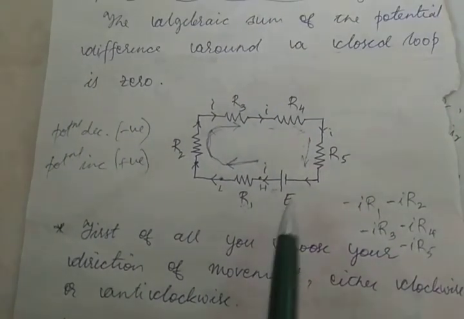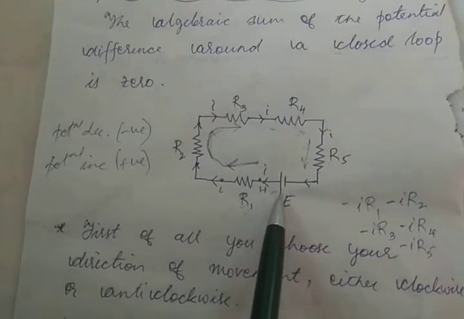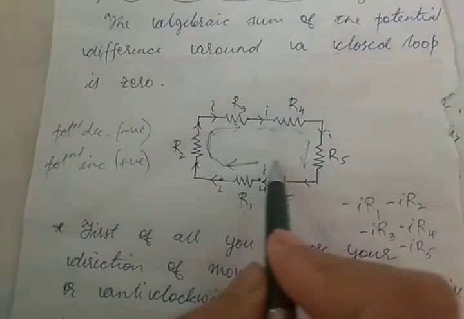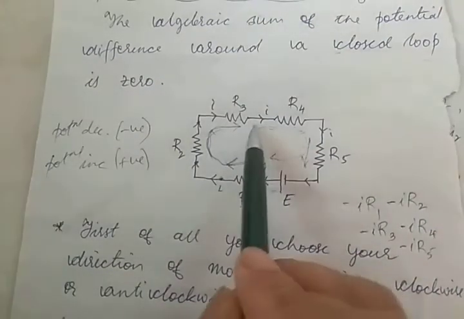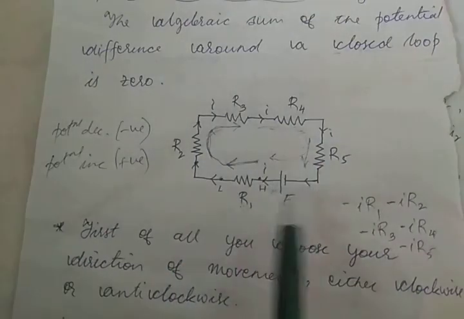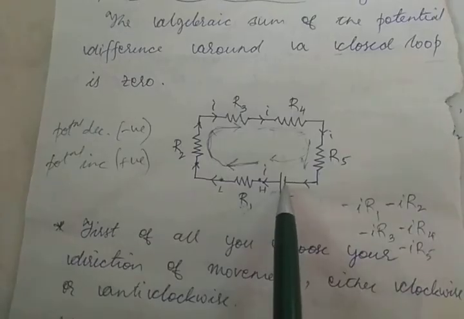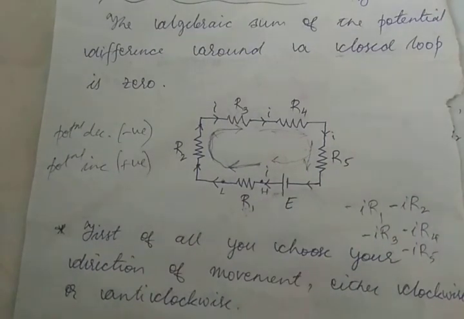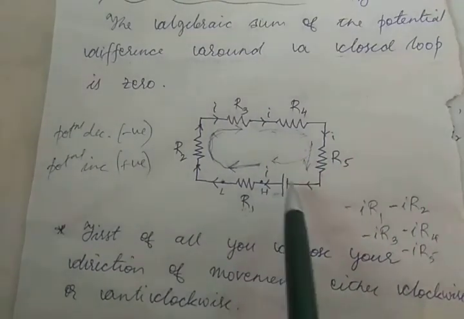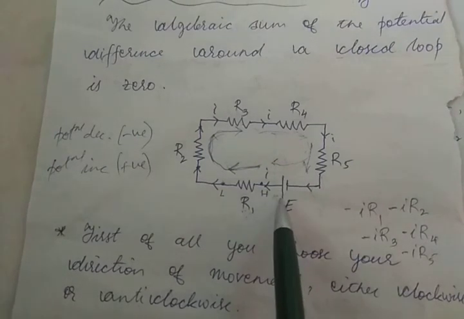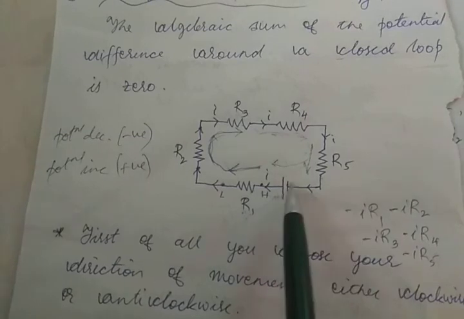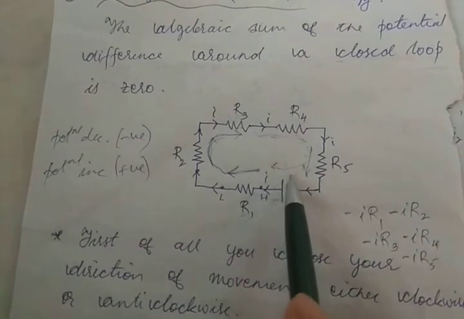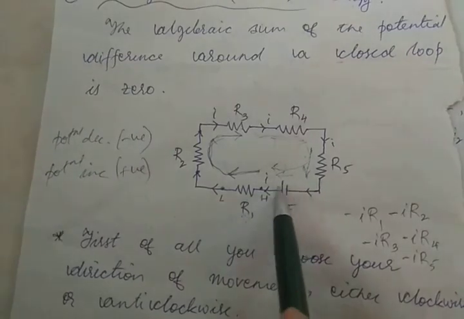Then finally we land up at this battery or cell. We are moving clockwise, so we are moving this way. When you come across this battery, since we've taken the clockwise direction of movement, we are moving from the negative plate to the positive plate. This is what you need to take care of in the case of the battery. We are moving from the negative terminal to the positive terminal, so our potential is increasing. We are moving from lower potential to higher potential.